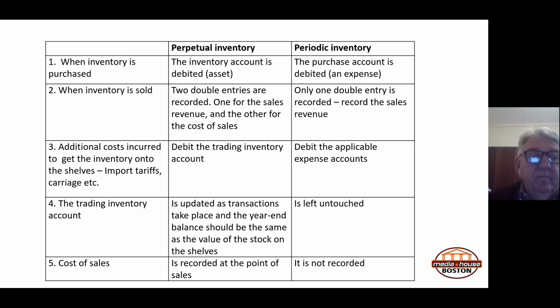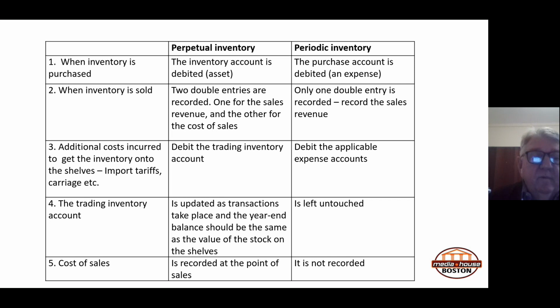So trading inventory under the perpetual inventory system is updated as transactions take place. And the year-end balance should be the same as the value of the stock on the shelves. You will physically do a stock take at the end of the year. And you're going to say, okay, I've got 10 million worth of stock on my shelves, and that must balance to your asset account for the inventory of 10 million. With the periodic inventory, you don't make any adjustments to that. It stays as it is.